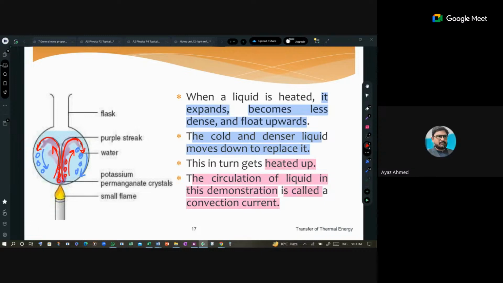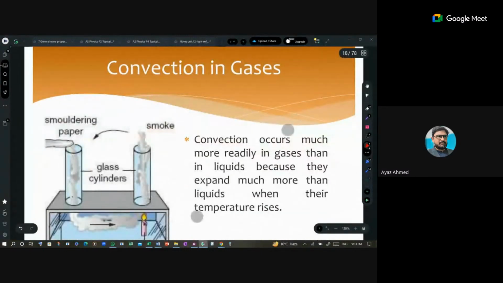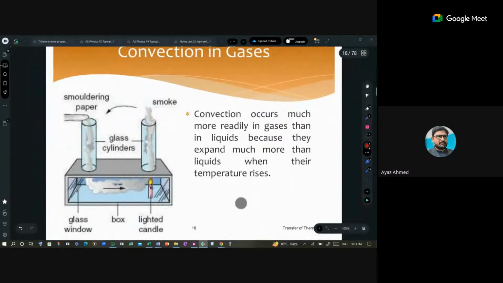Yes, sir. Okay, good. Now you have the convection current experiment. So convection in gases is basically demonstrated by this experiment. We have a box, right? And in that box, we put a lighted candle. We can just use it as a heat source. This is the heating source over here. And you inject or pump some smoke inside this glass cylinder tube, right?